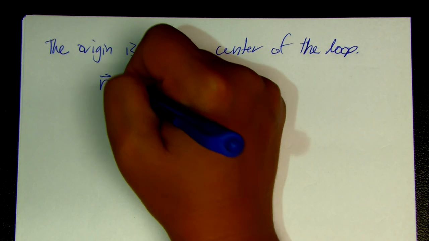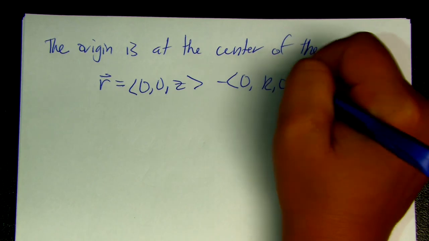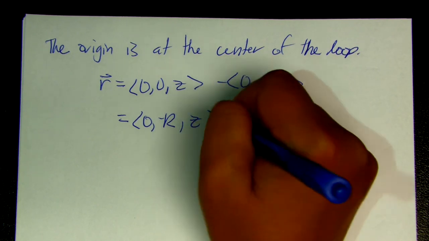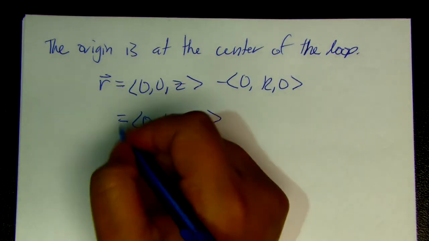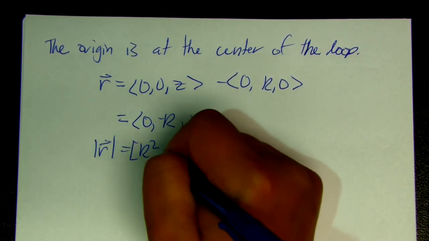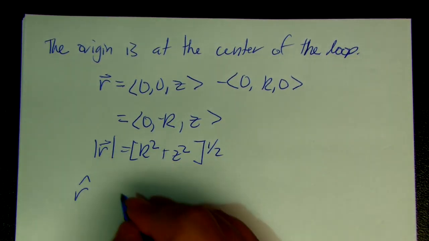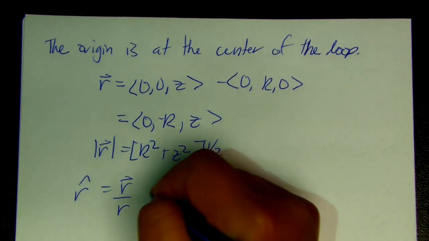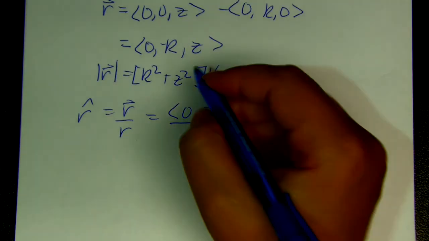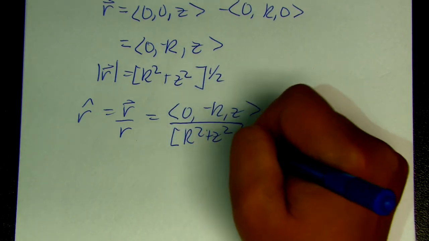So r is equal to 0, 0, z minus 0, r, 0. So this is equal to 0, minus r, z. And our magnitude is equal to r squared plus z squared to the 1/2. And r hat is equal to r over r, which is equal to 0, minus r, z over r squared plus z squared to the 1/2.